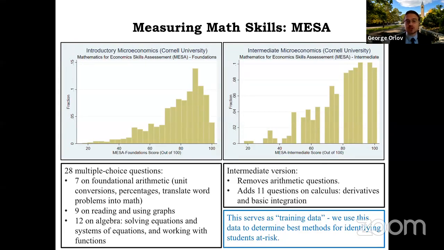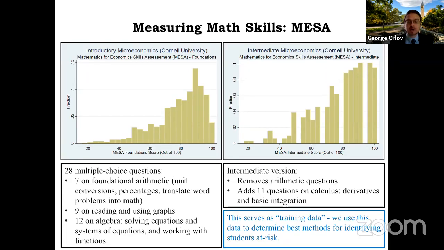So the MESA Foundations assessment has 28 multiple choice questions. Seven of them are on foundational arithmetic, so think of unit conversions, percentages, translating word problems into mathematics. Nine are on reading and using graphs, anywhere from solving equations using math to inequalities, calculating areas of regions on a graph. And 12 questions are on algebra.